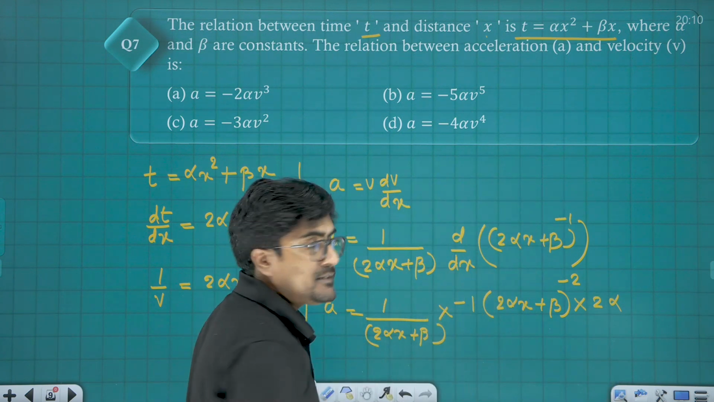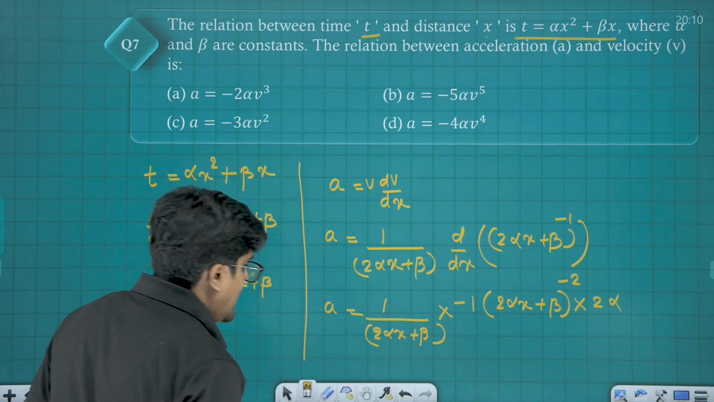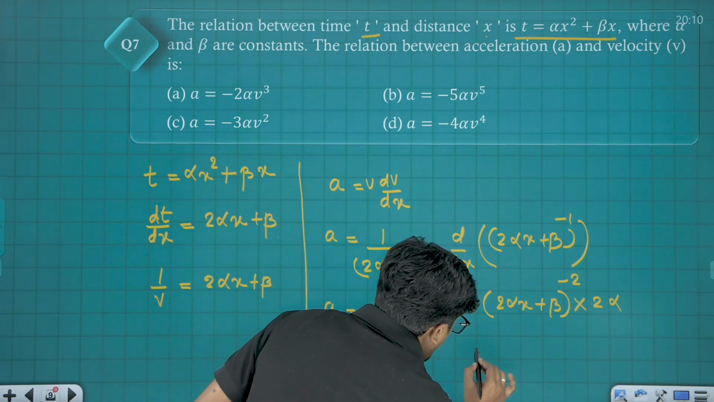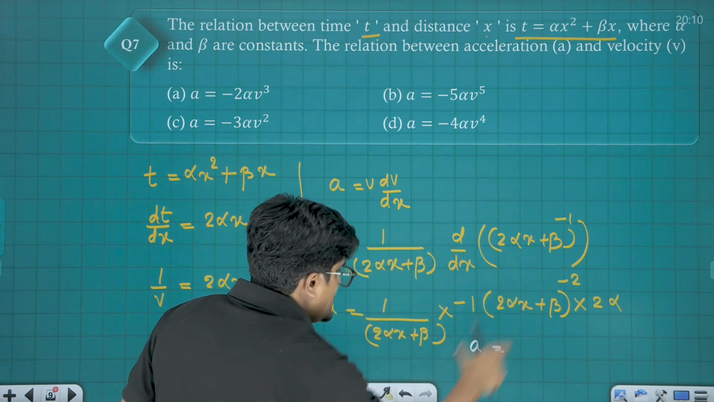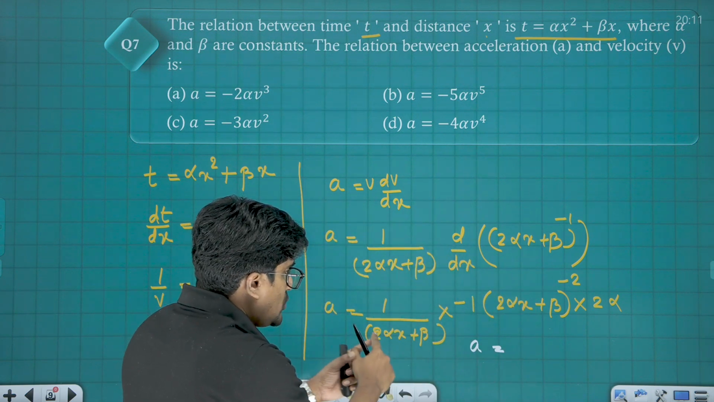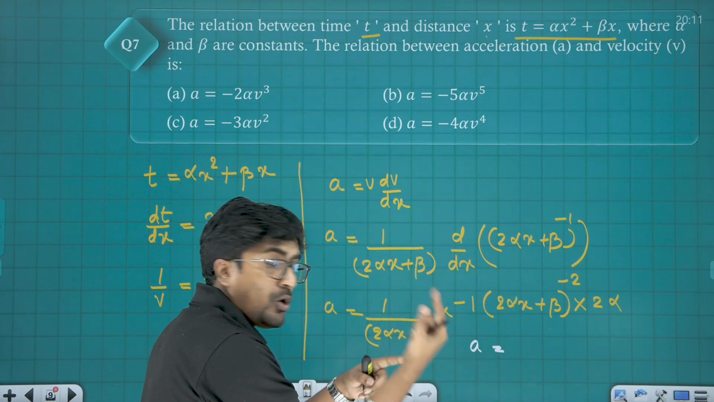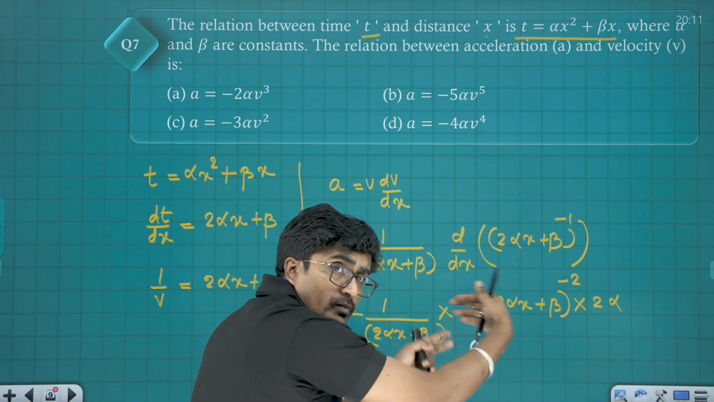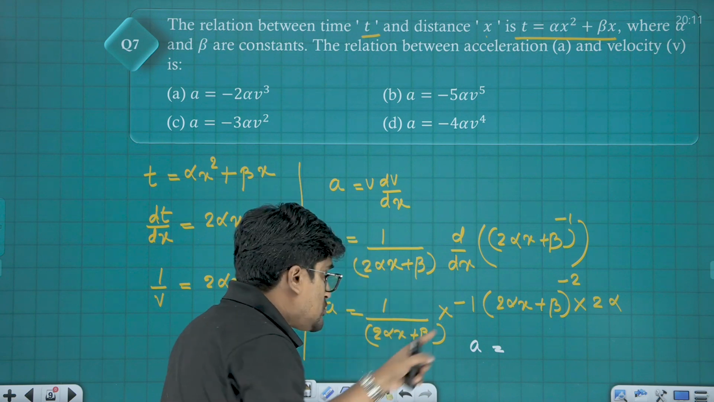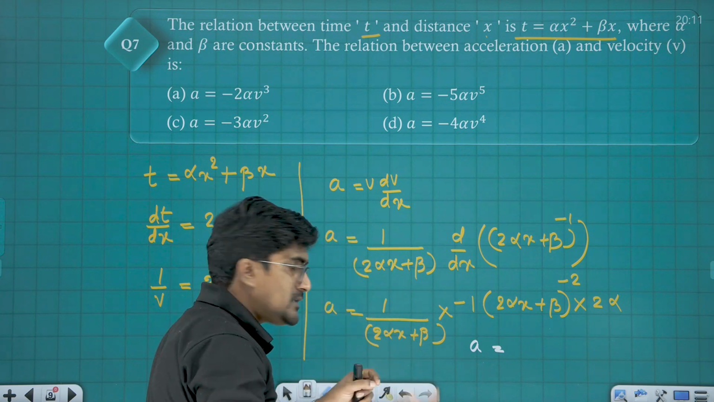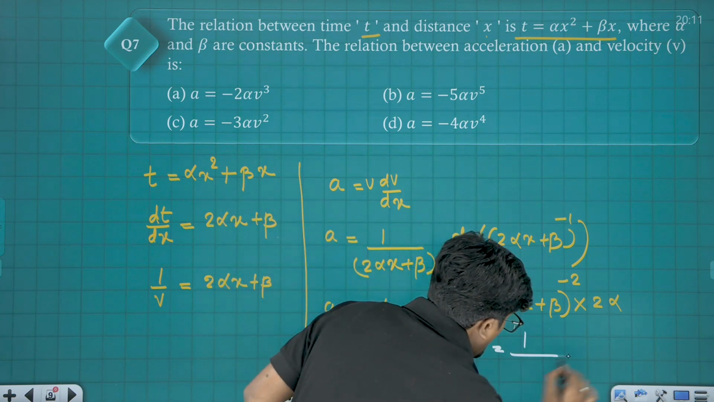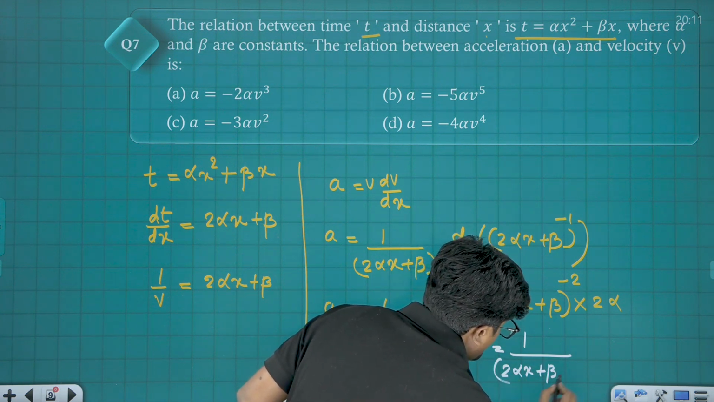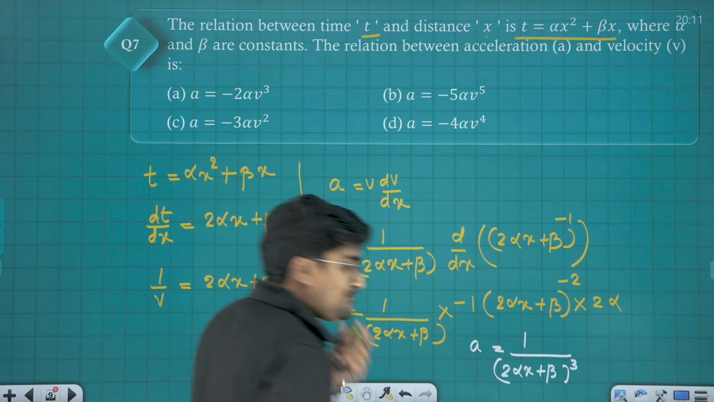Now let me take this downward. Alright, so there I am going to get something like this. Have a look. Acceleration a is equal to, once this comes downward, 2 times alpha into x plus beta, the whole cube, because here the 2 will come to the top, and the minus 2 will come to the bottom and become plus 2, and plus 2 into 1 is like 3, isn't it? That means 1 upon 2 times alpha into x plus beta raised to 3.